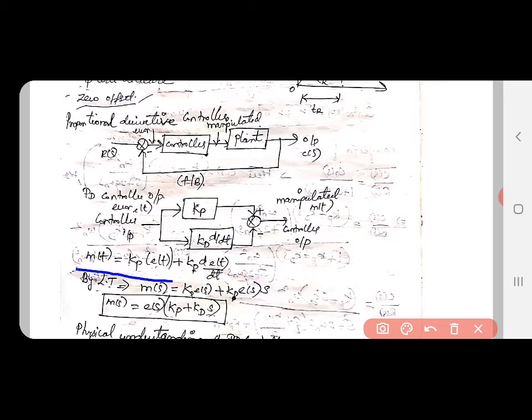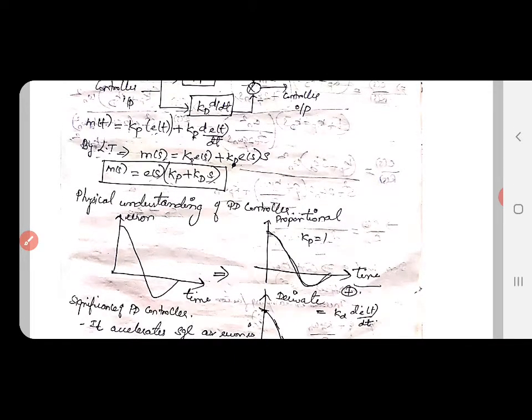Then we take the Laplace transform. Laplace transform of m(t) is M(s). M(s) is equal to Kp into E(s) plus Kd into E(s) into s. Okay, then we take E(s) common. We may write M(s) is equal to E(s) into Kp plus Kd s.